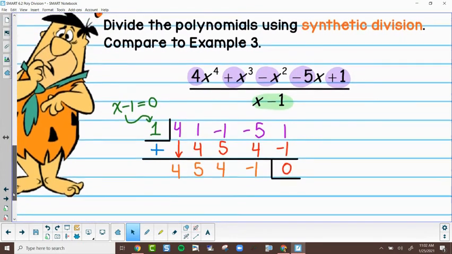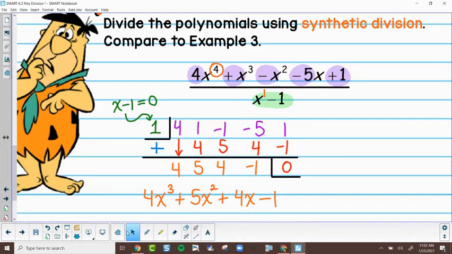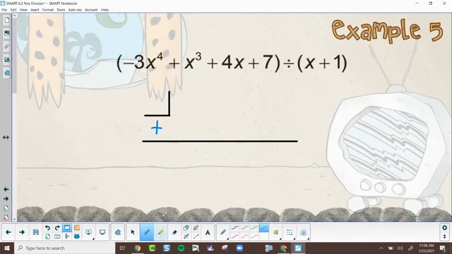What? Welcome to synthetic. So when you write your final answer, again, it's a 4th. I'm taking one of those x's away, so it's going to start off with 4x cubed plus 5x squared plus 4x minus 1. All done. Final answer. Okay, remember that piece that goes in that top corner is always the divisor, what you're dividing by.